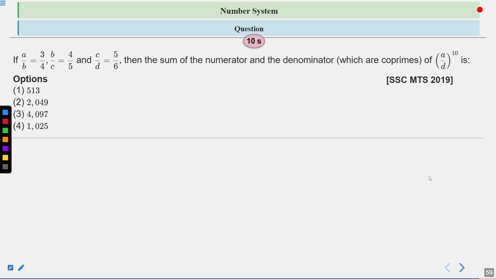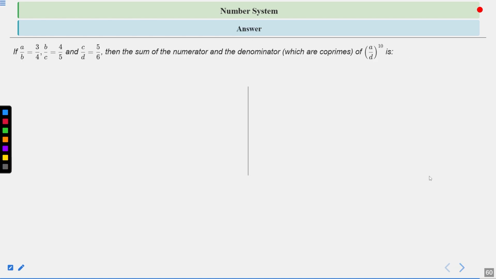Now you have 10 seconds to solve this question. Your time starts now. Now time's up. Let's see the solution of this question. So we have the ratio between A, B, B, C, C, D. So we can make the ratio between A, B, C, D, and then we can calculate the sum of the numerator and denominator, which are co-prime, of A upon D with power 10. So the correct answer of this question is the fourth one, which is 1025.